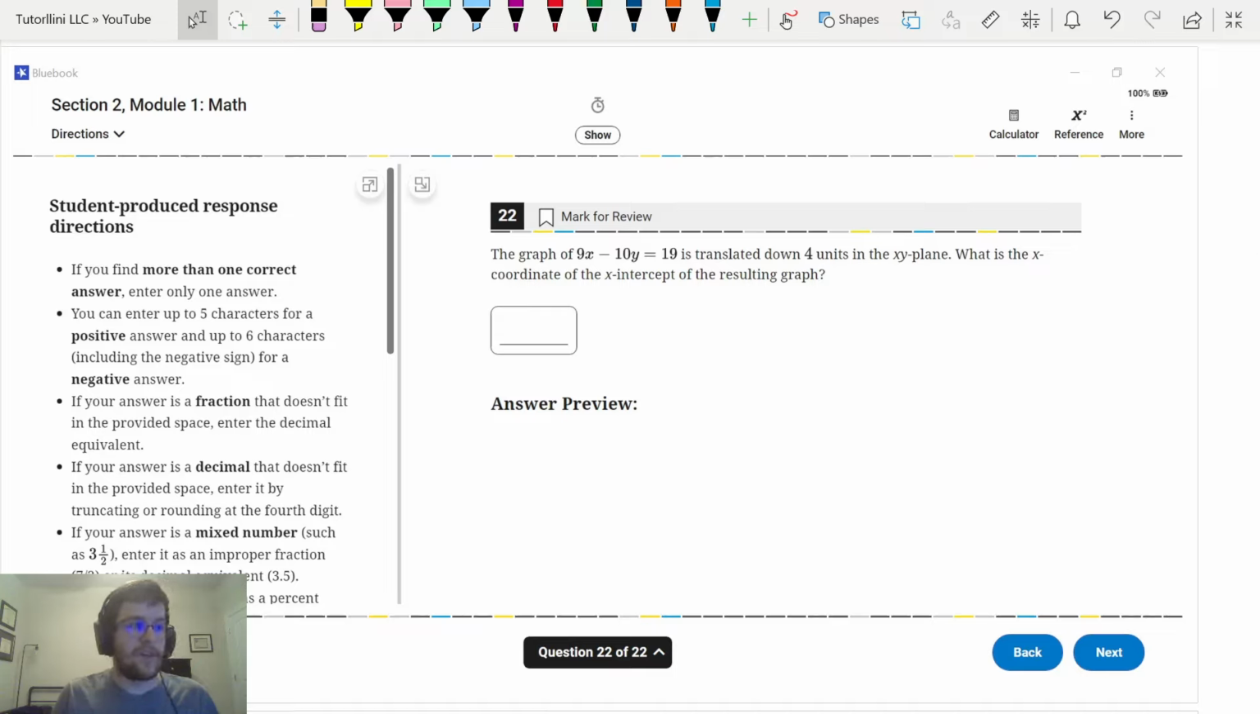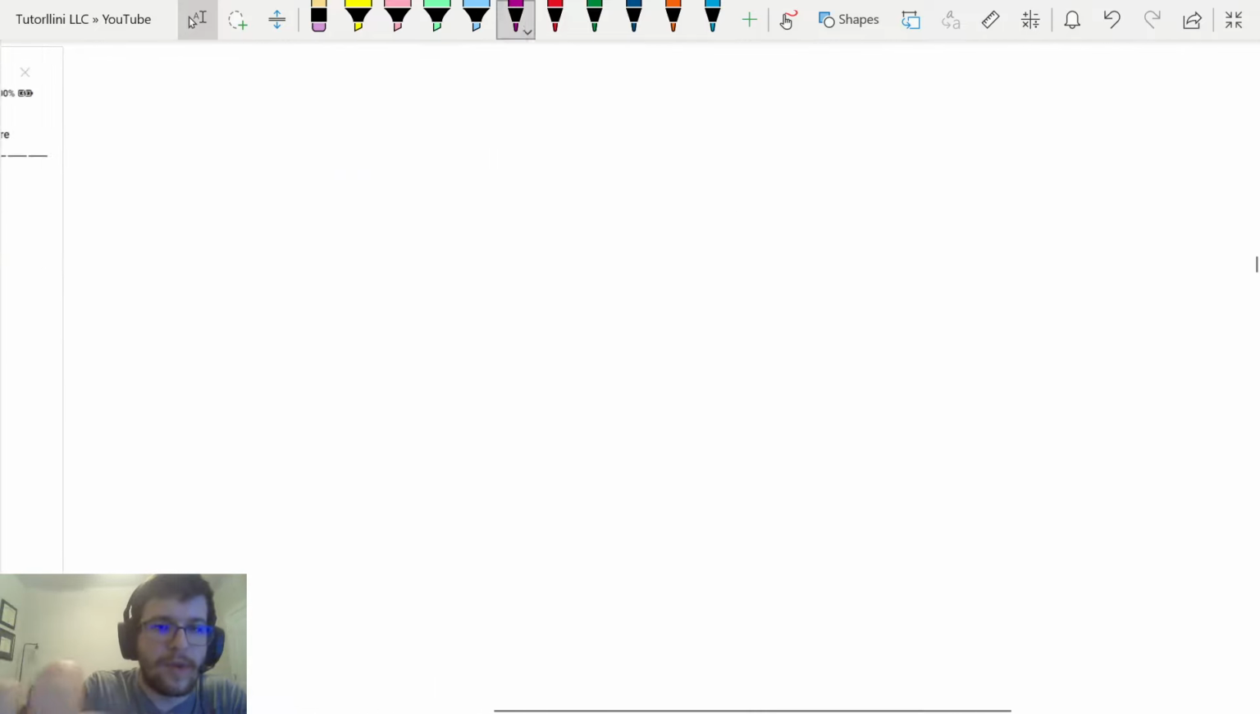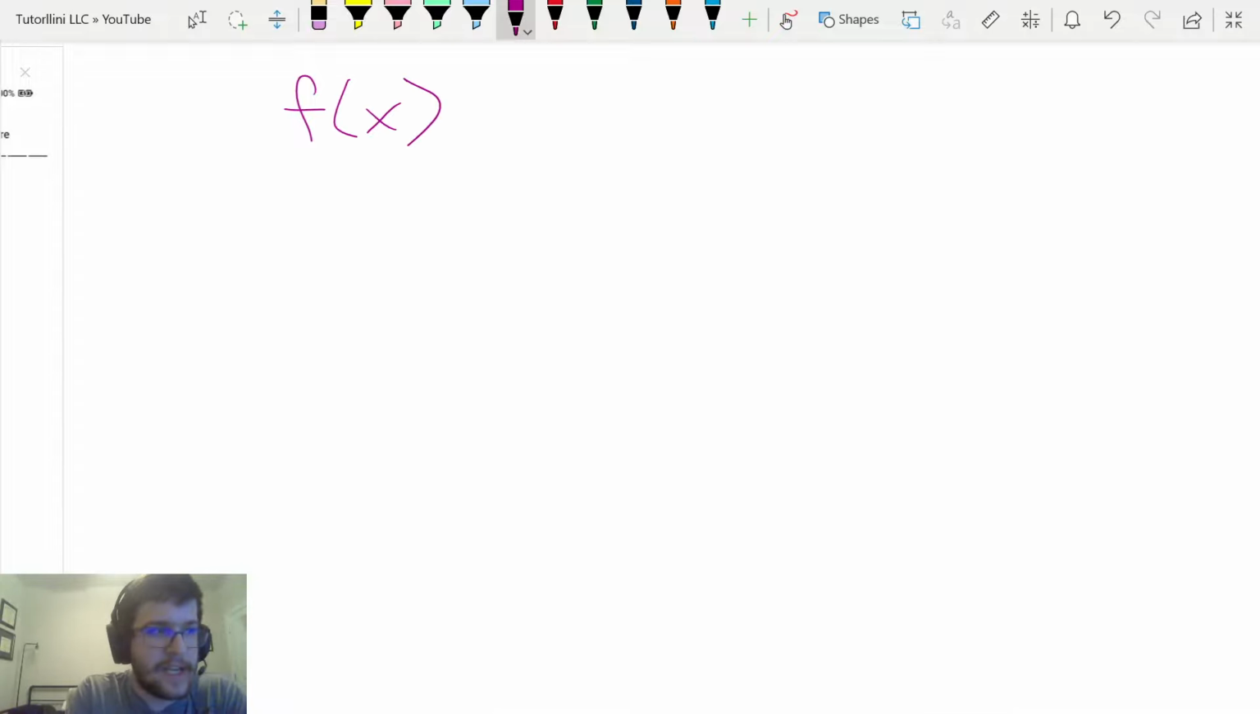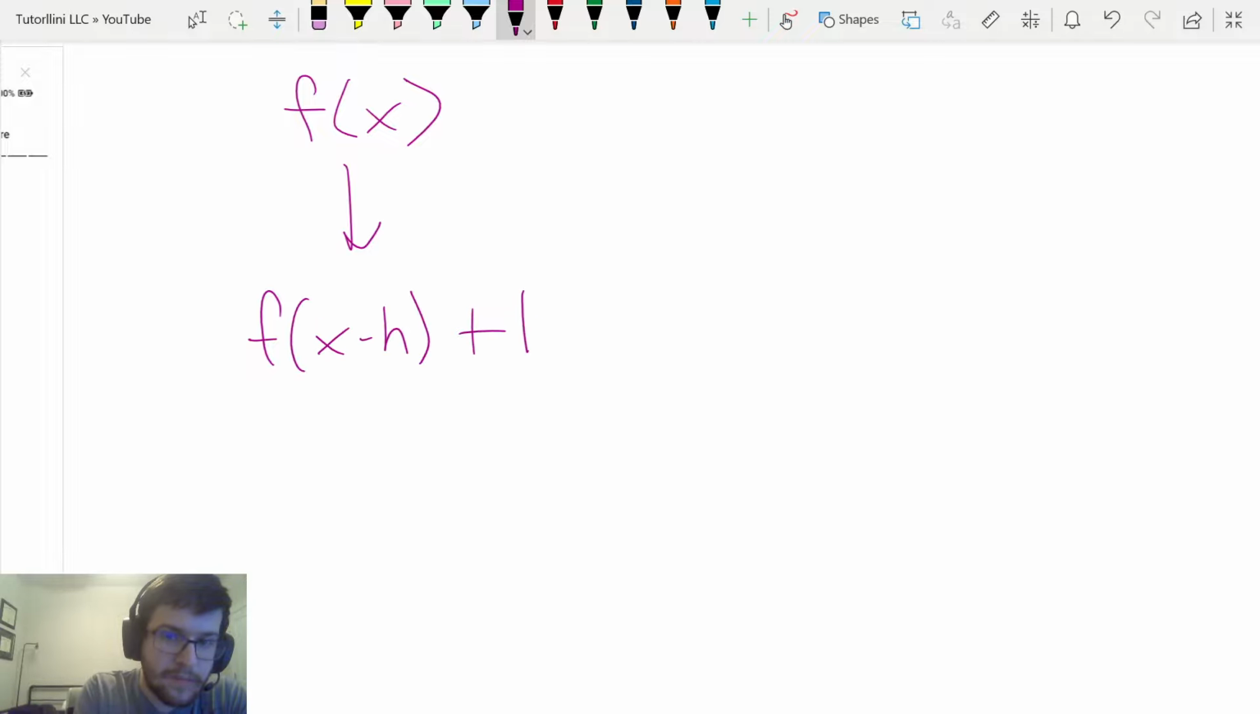Now this is a hard question, and this requires a lot of prerequisite knowledge. So how you would normally translate a function, again, translate, not transform, just translate, so move it left and right and up and down, you would change it into f of x minus h plus k. H is the amount you're moving left or right, and k is the amount you're moving up or down.